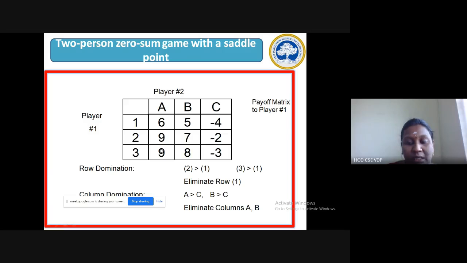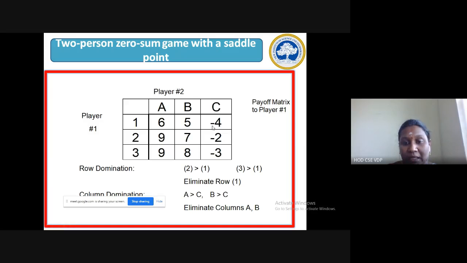Similarly here, if you take the rows, all the values given here: which one is higher? A is greater than C and B is greater than C. This is for column, and for rows, 2 is greater than 1. So 9 is greater than 6, 7 is greater than 5, minus 2 is greater than minus 4. So you should have a row or a column which has all the values, not just one value, all the values of that row being higher than the values of the other row.